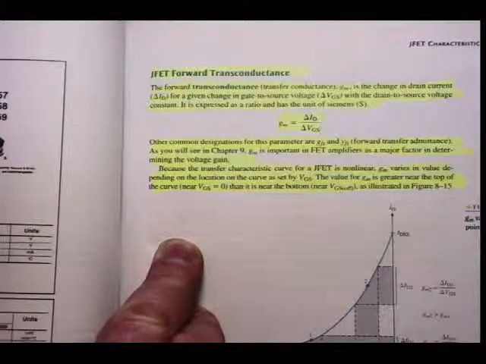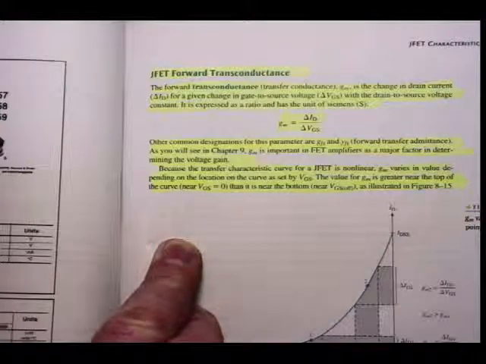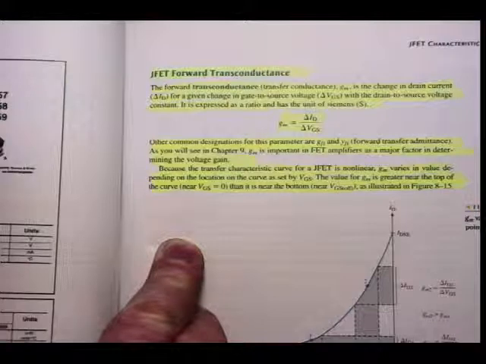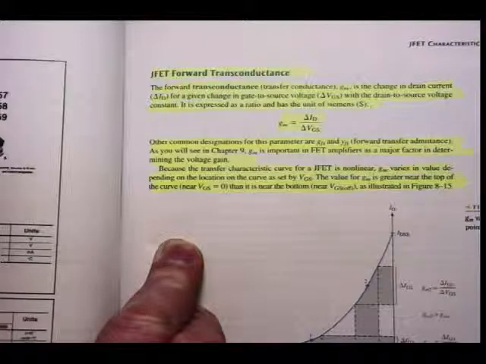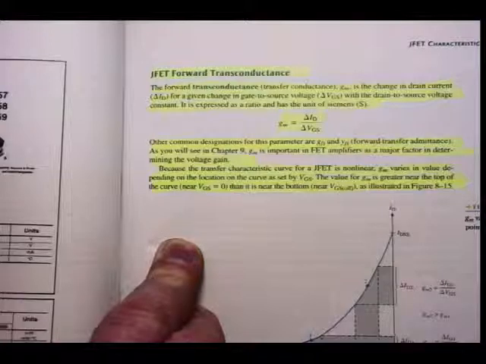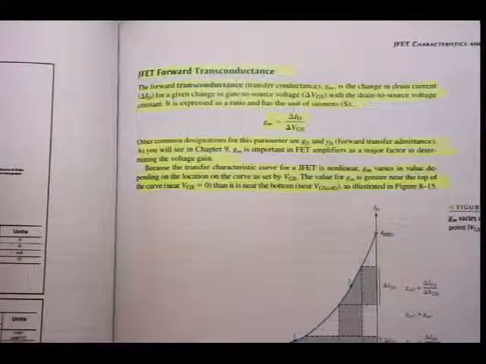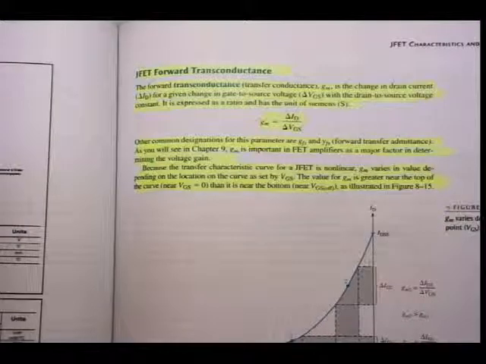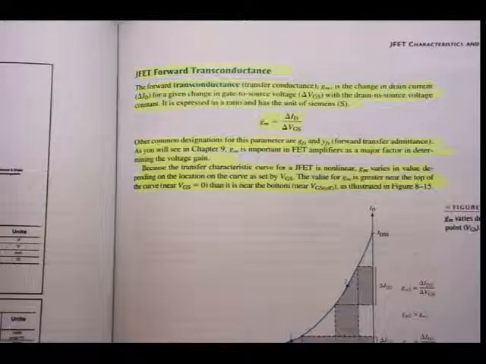Now if I look at that formula, GM, I can see it's current divided by voltage, which is the reciprocal of resistance. Right? R is equal to V over I, isn't it? Now this is I over V. That is Siemens. That's a forward transconductance. Other common designations for this parameter are GFS and YFS, forward transfer admittance. But we will discuss this later in chapter 9.